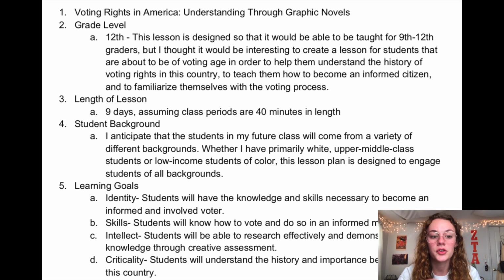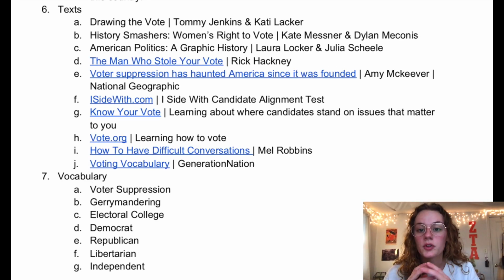And the learning goals are categorized by identity, skills, intellect, and criticality. And I basically focused on knowing how to vote, how to become an informed voter, and understanding the history of voting. So moving on, we're looking at the texts and vocabulary for this lesson.